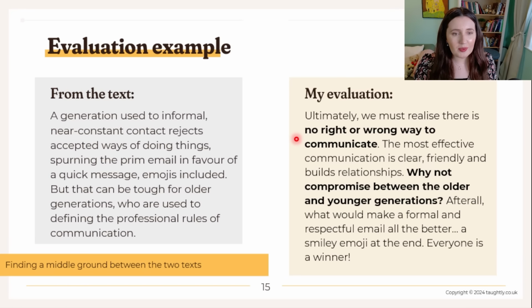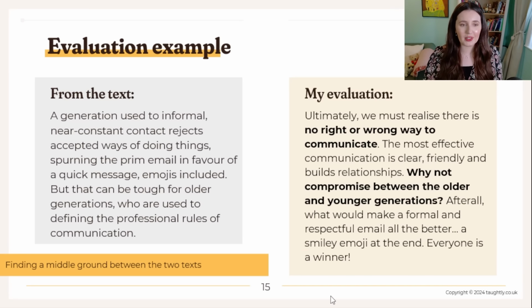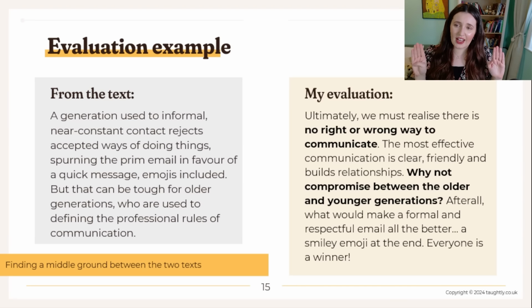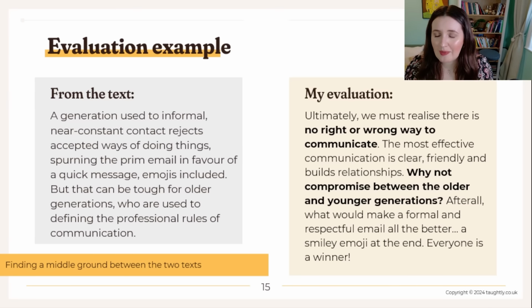So I say, ultimately we must realise there is no right or wrong way to communicate. The most effective communication is clear, friendly and builds relationships. Why not compromise between the older and younger generations? After all, what would make a formal and respectful email all the better? A smiley emoji at the end. Everyone is a winner. So this idea, I'm looking at the two texts, there's no right or wrong way to communicate. What even is good communication? Good communication is clear, friendly and builds relationships. So as long as you're doing this, why does it matter if you put an emoji? Can't we find some compromise between the two different styles of communication?